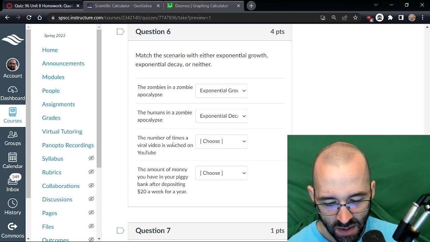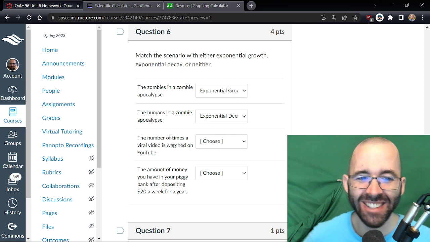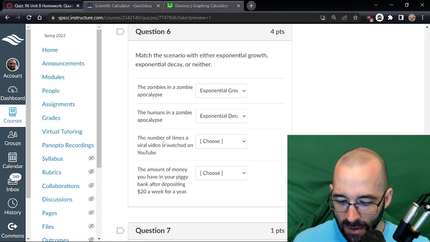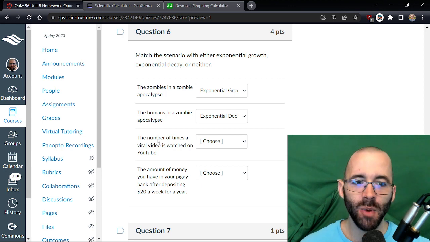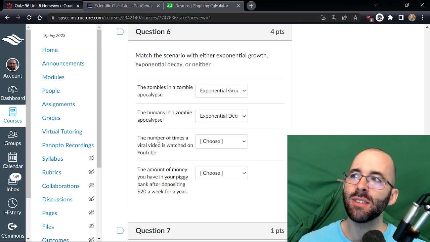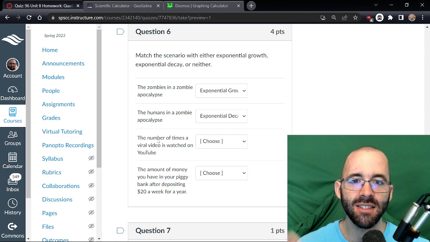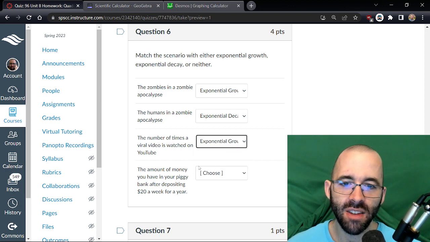The number of times a viral video is watched on YouTube. I actually don't know what I'm looking for in this question, but I would say that the more people that watch something, the more people are going to watch it, right? Like if a video is exploding, the more visibility increases its visibility. So the growth increases as the number increases. And that's kind of a hallmark of exponential growth.